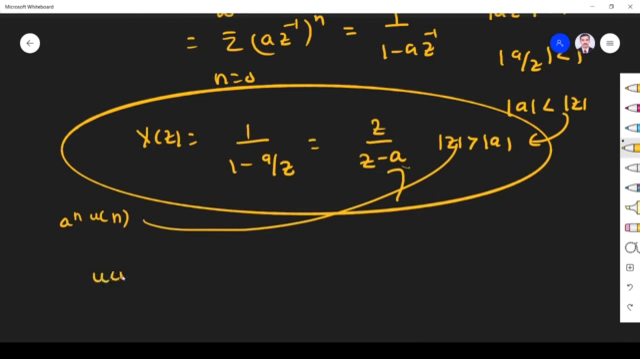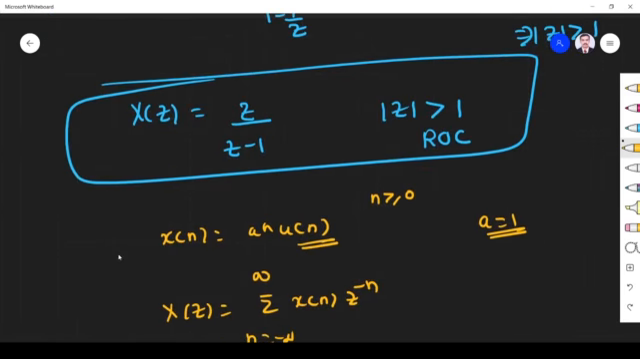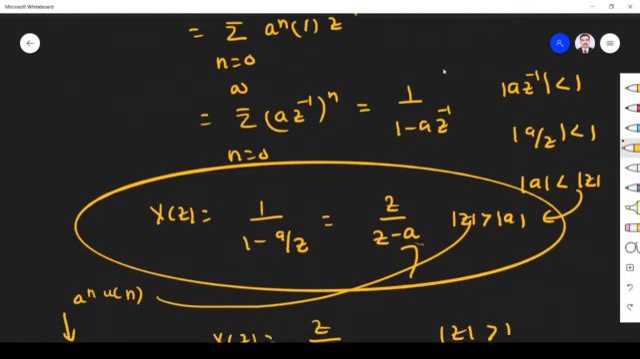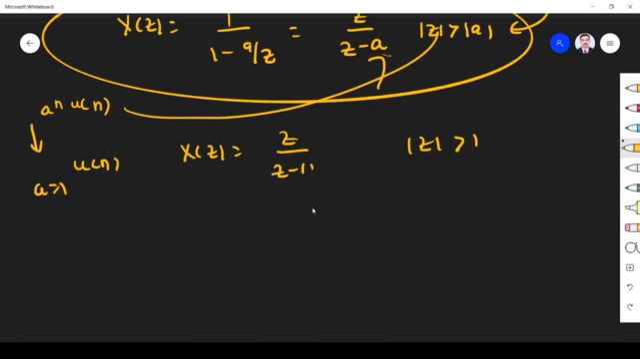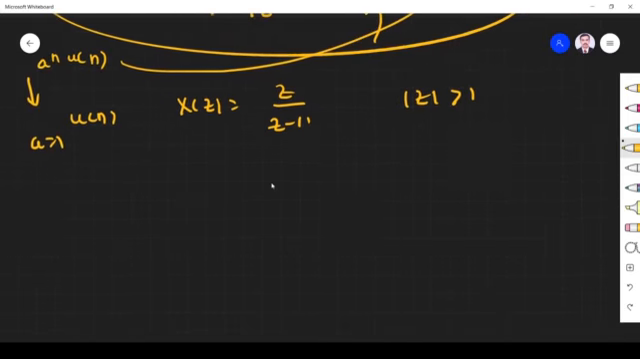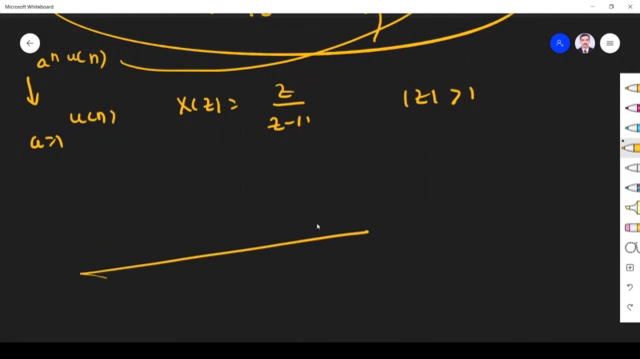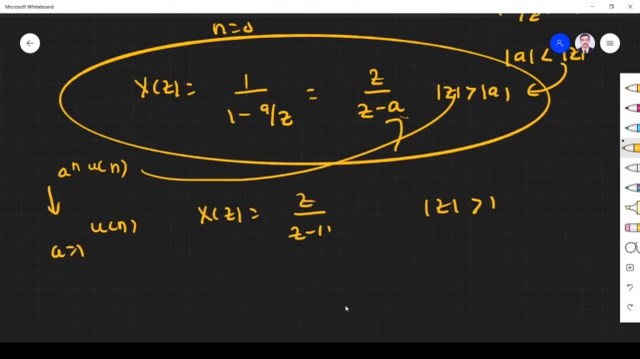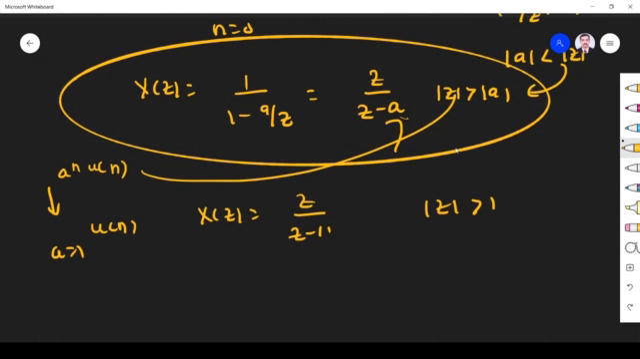See, we found the z transform of u of n. What is that? X of z is equal to z by z minus 1, because here a is equal to 1. Similarly, we know mod z is greater than 1. Already we found this. Mod z is greater than 1, z by z minus 1. The same problem. So this is the z transform of a^n u of n. For a^n u of n, we know mod z must be greater than a.